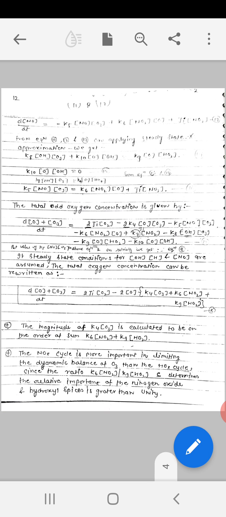The NOx cycle is more important in limiting the dynamic balance of ozone than the HOx cycle, since the ratio of K6/NO2 and K9/HO2, which determines the relative importance of the nitrogen oxide and hydroxyl species, is greater than unity. Thank you, students. I think you have understood the chapter and the topic, and we will study other things later on.